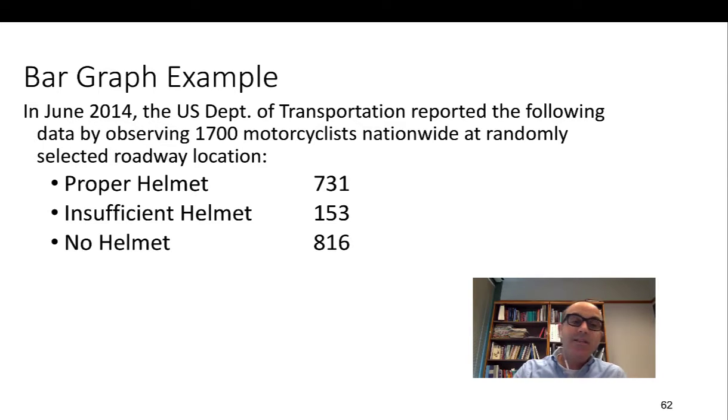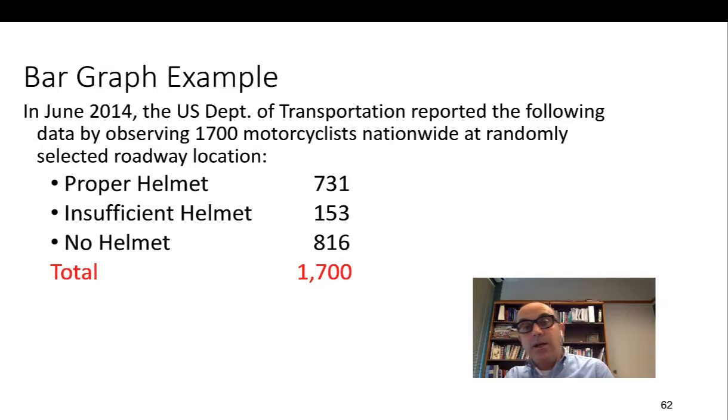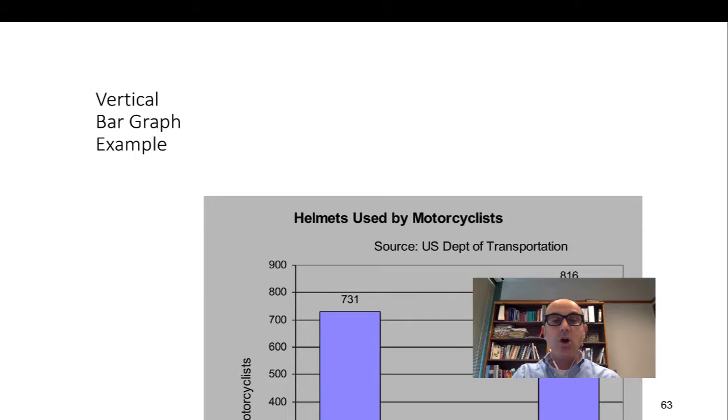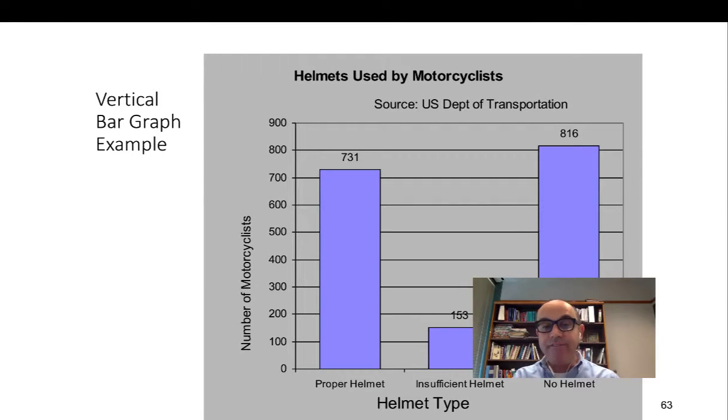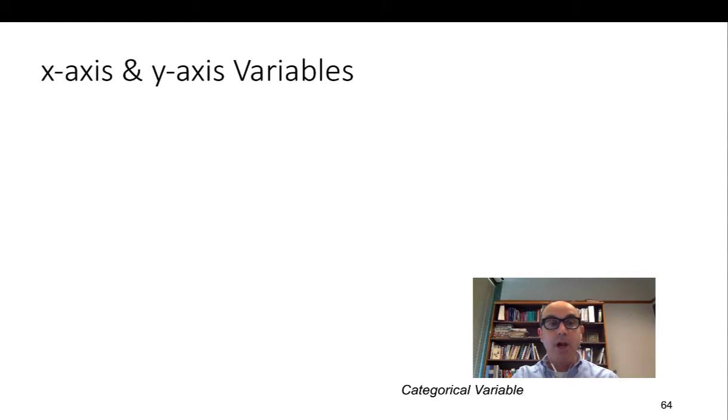Proper helmet, insufficient helmet, and no helmet at all. So if we sort it out, it's 1,700 helmets altogether that the study examined. If we show that in a graph, it shows that no helmet was the most popular category according to the study, and insufficient was lower below.